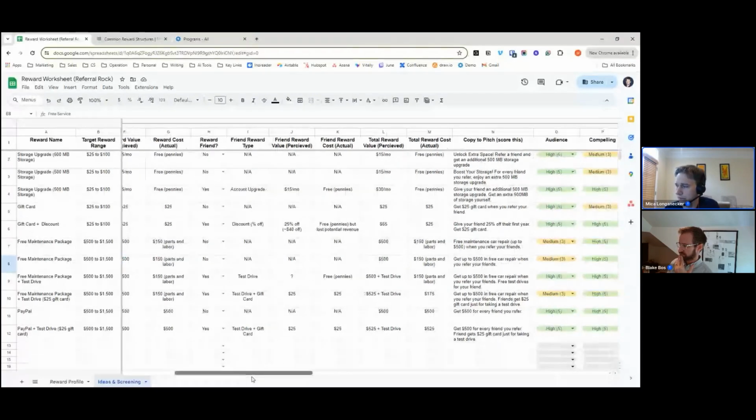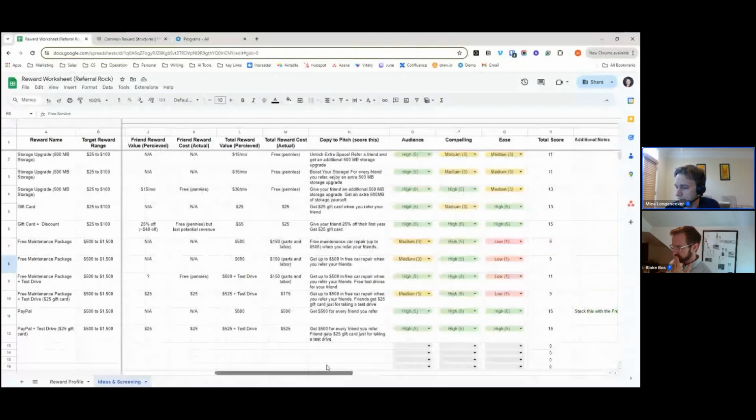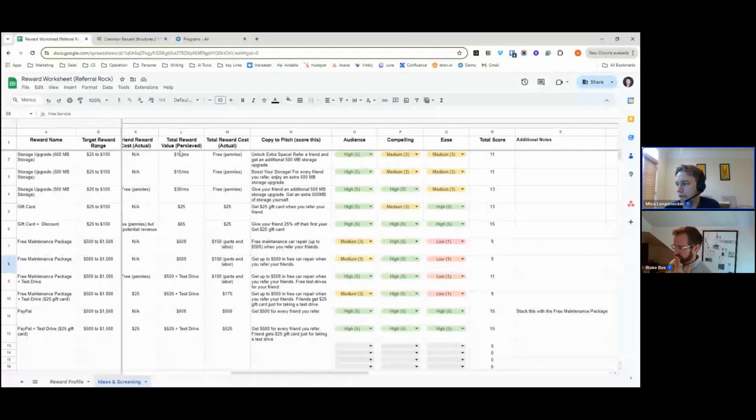Does their friend get rewarded? If so, what's the type? What's the perceived value? And then what this comes out to is, okay, you've done all that work, you're totaling up, what's the perceived total value? What's the actual value? And then you're coming up with some copy to pitch it. So this is an important step because we'll actually be scoring this. So this will be, how would you tell the potential sharer what their offer is? And so you come up with copy. Here are some examples, and then you score it.